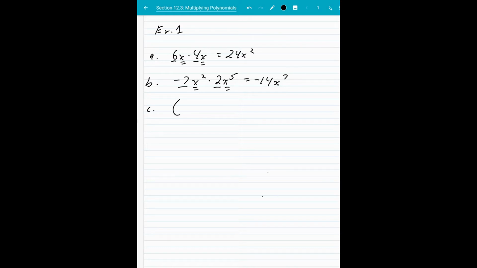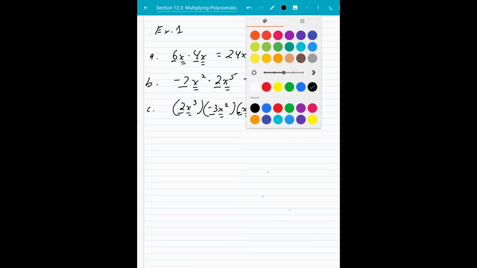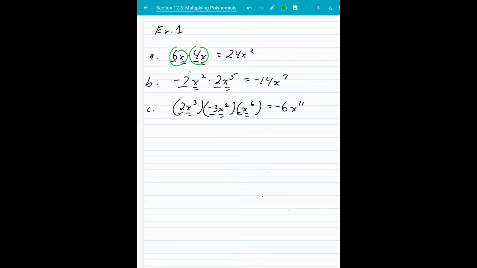We even had a couple that were like this. Let's say I have 2x to the 3rd times negative 3x squared times x to the 6th power. Again, we'd multiply all the numbers. Here there's a 1 in front of that x to the 6. That would give us negative 6 for the front numbers. Then multiply all the variables and add up the exponents. So it'd be 5 plus 6, is x to the 11th power. So we did that. All of these were monomials. Each one is a monomial multiplying with another monomial.